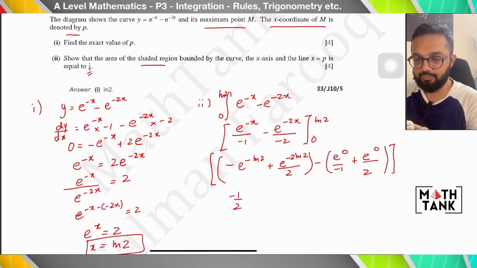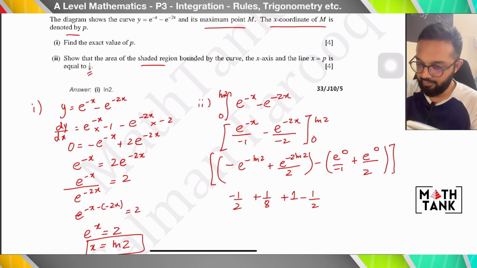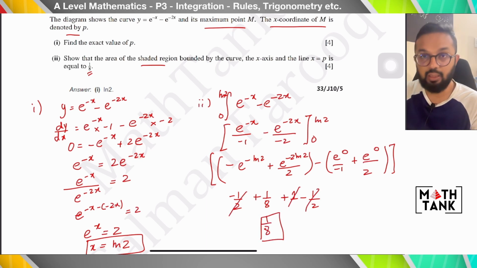So the other one becomes divided by 2, which gives me 1 over 8. And I get plus 1 from here and minus half. So minus half and 1 cancel out. 1 over 8 should be my final answer, and that's true.